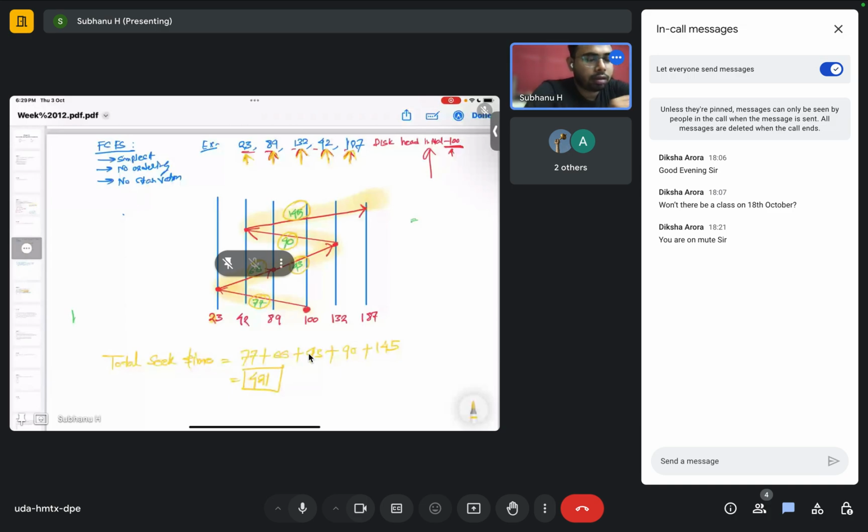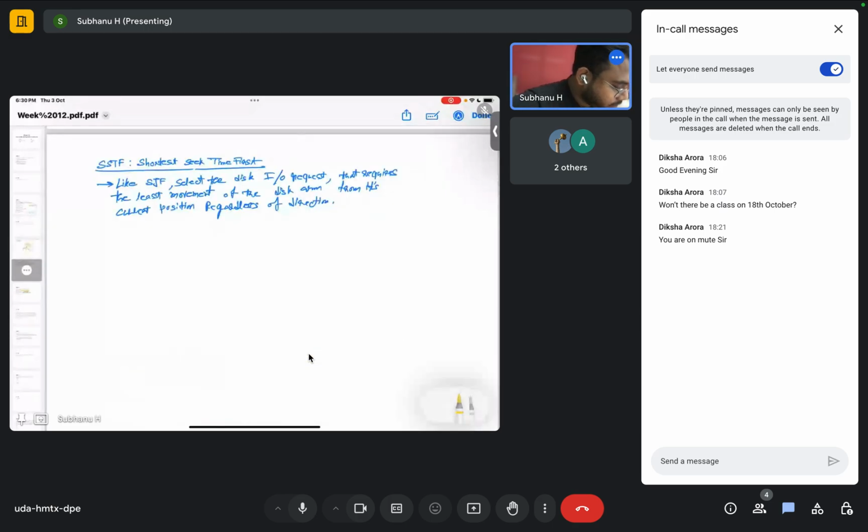Okay, now we will be seeing SSTF. SSTF had some disadvantages. First we will be seeing how it works.